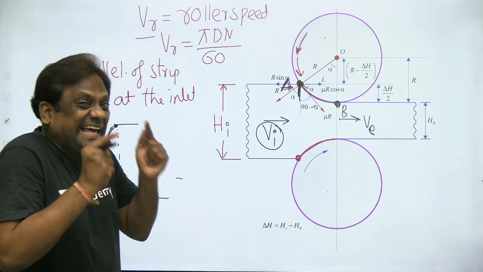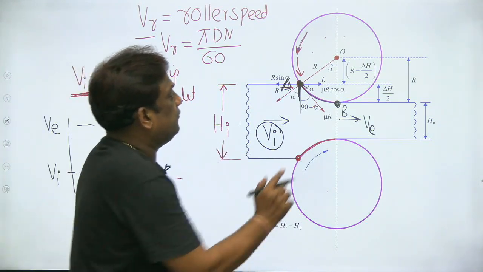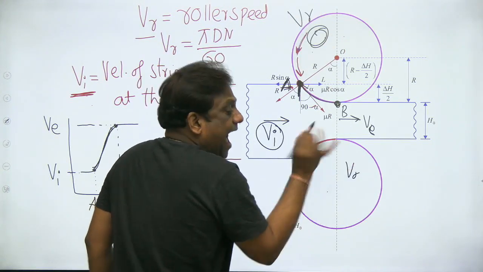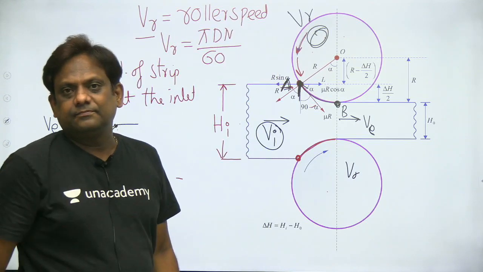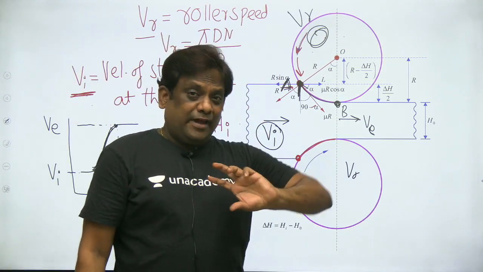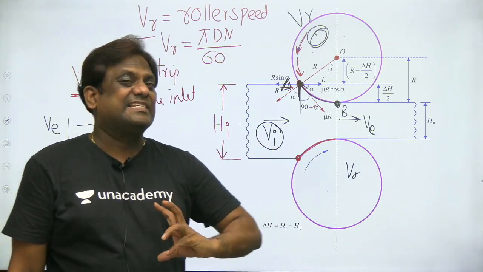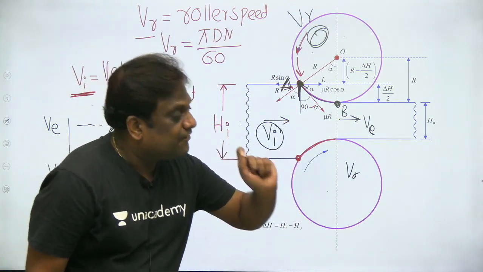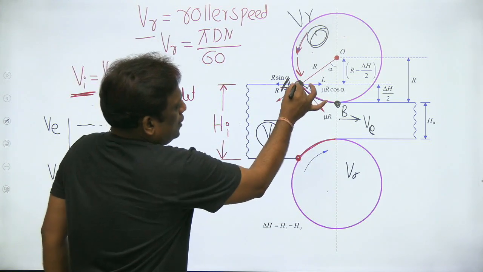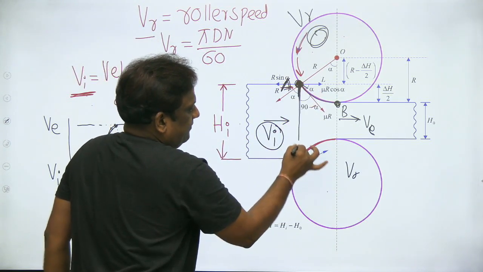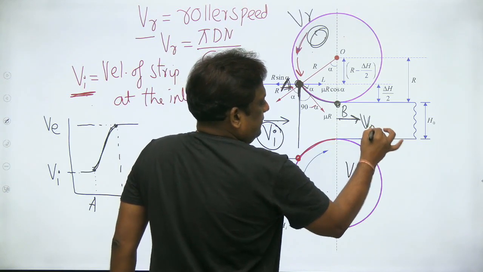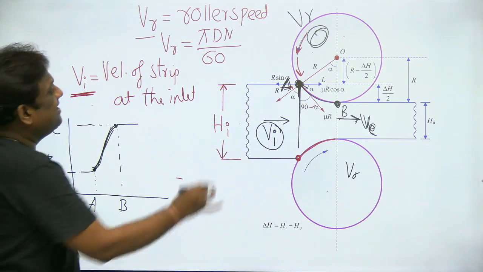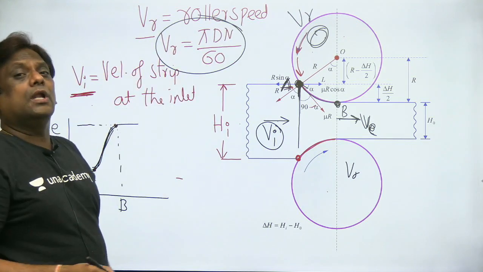This means there is a difference of velocity between the roller, whose velocity is VR, and my strip, my workpiece. Whenever there is a difference in velocity, we use the word slip. There is a relative velocity. So observe carefully now. This velocity is VI, the entry velocity, and this velocity is VE, the exit velocity. Continuously the velocity is increasing. My dear students, let VR be the roller velocity.